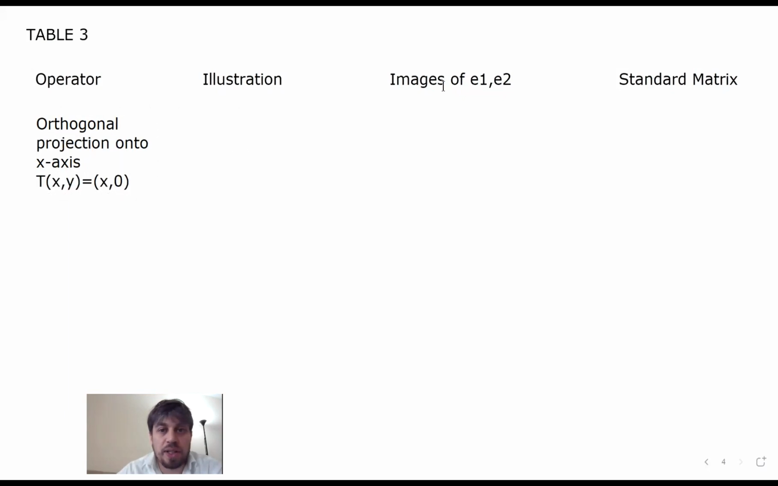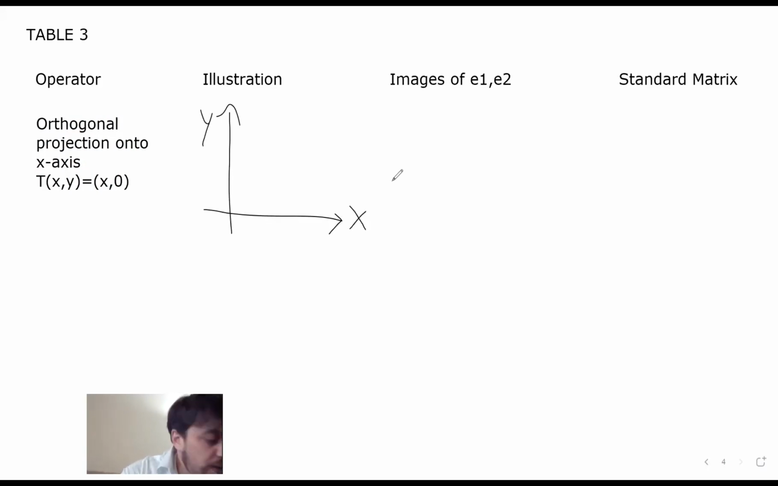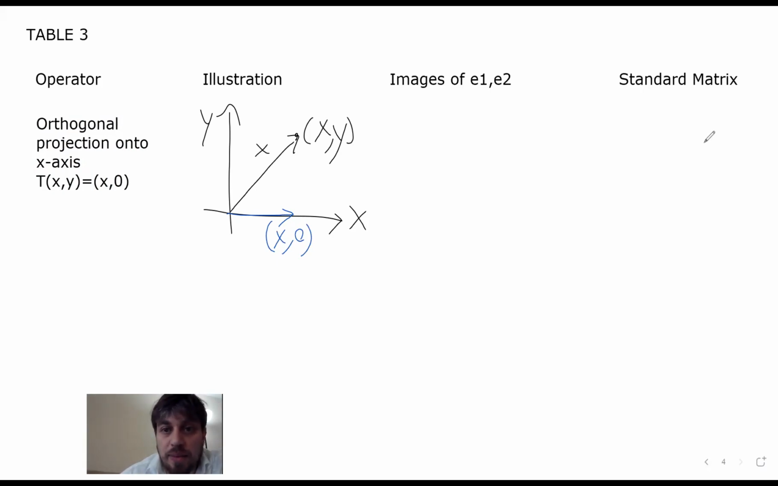So orthogonal projection onto the x-axis. So if you have your x-axis and you have your y-axis, then if you have a vector x with coordinates x comma y, then the orthogonal projection is just going to be this vector, which is coordinates x comma 0. You just make the y component 0. Okay, so that's T of x.